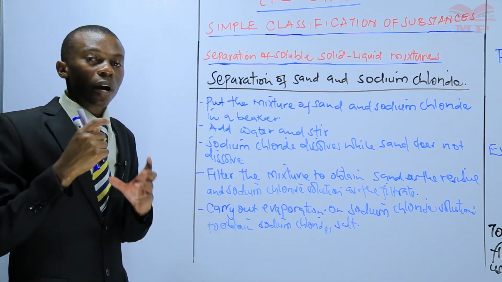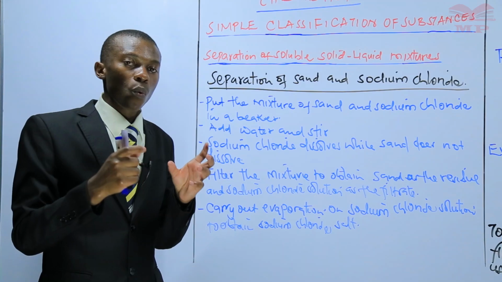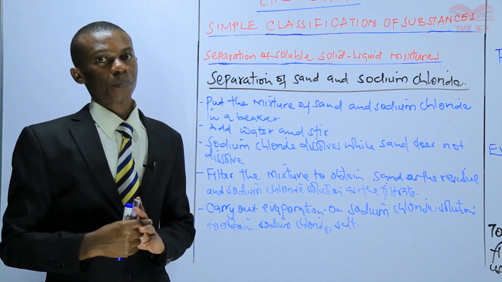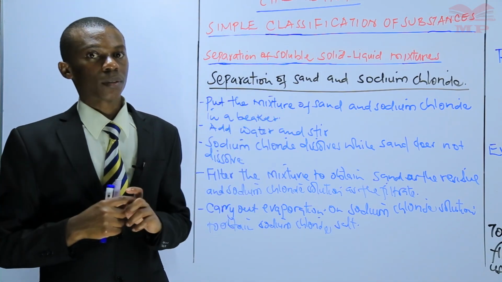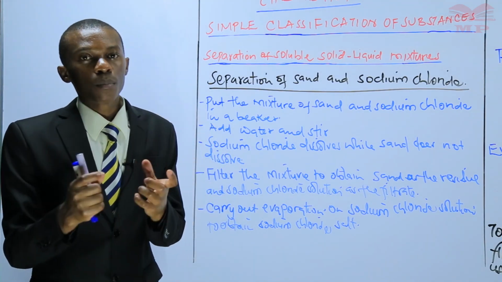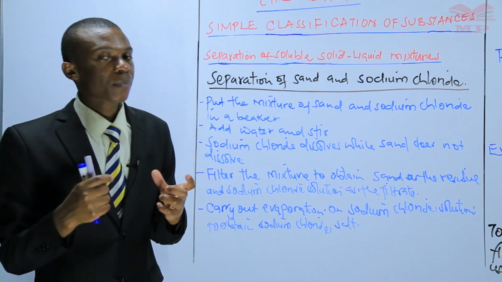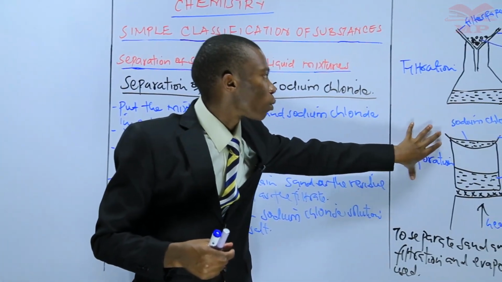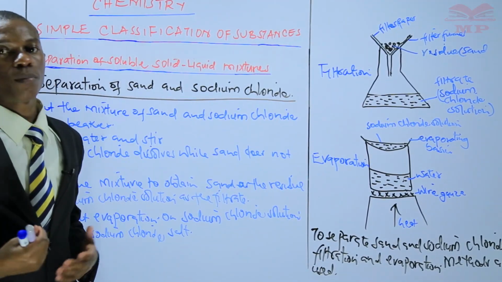Therefore, you now carry out filtration. When you filter, sand will be the residue while sodium chloride solution will be the filtrate. Therefore, using filtration method, you've separated sand and sodium chloride solution. What's left is now to separate sodium chloride from the mixture of sodium chloride and water. Which method are you using? You're using evaporation method. You are going to evaporate excess water from sodium chloride, and then you'll be left with sodium chloride crystals.